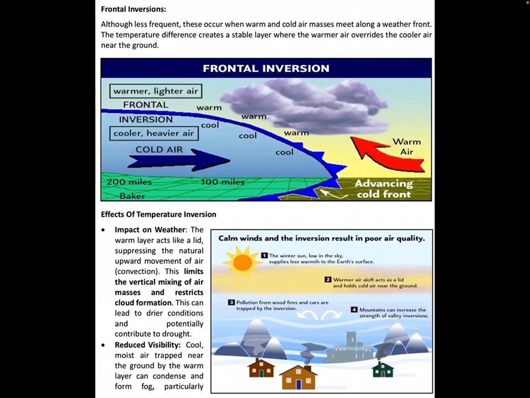When the colder air mass is trapped near the ground, it converts into fog, so there is less visibility. Due to this, a problem of navigation arises in shipping and on roads, and traffic becomes heavy. So this is the problem of visibility. The third problem is air quality, because temperature inversion traps pollutants from cars, factories, and other sources close to the ground.